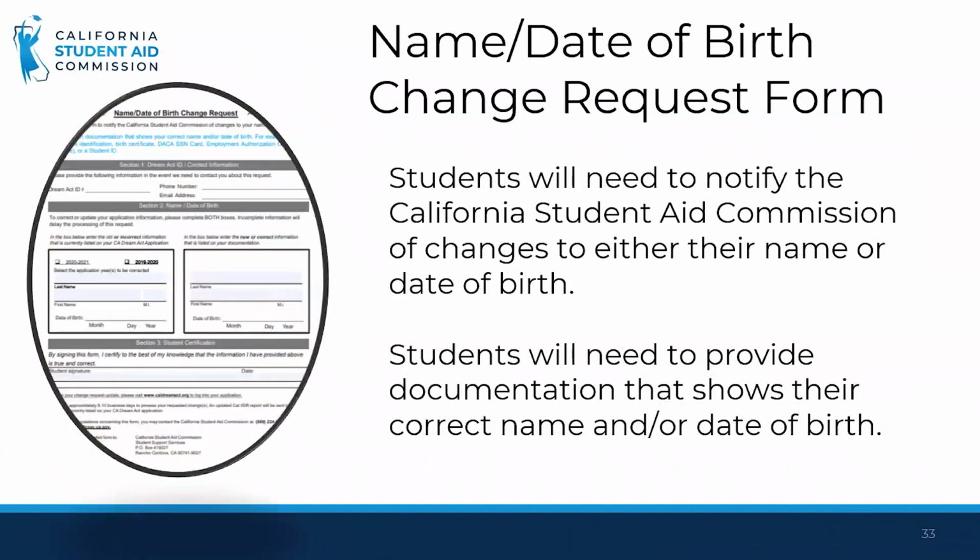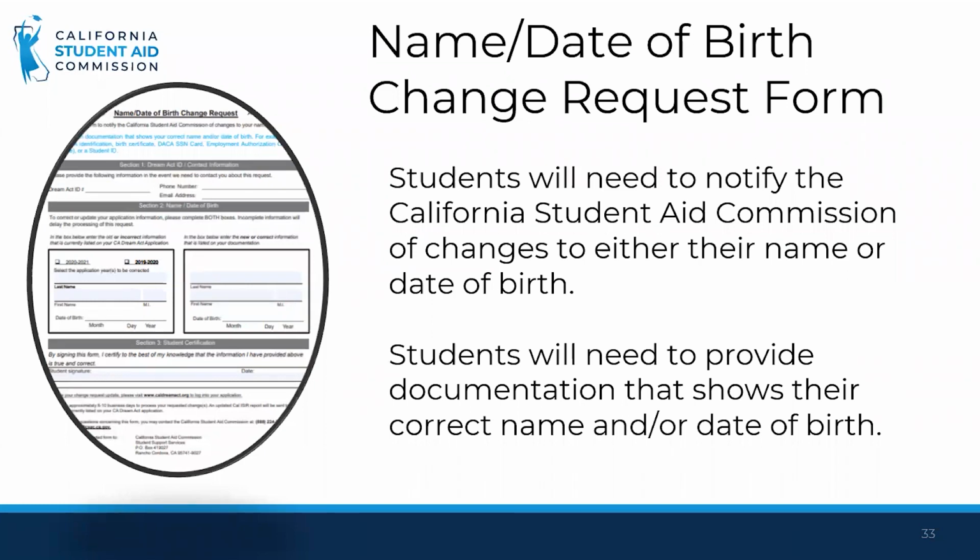If the student makes a mistake on their name or their date of birth, there's a form that has to be submitted to the California Student Aid Commission in order for us to change it. The student will have to provide corresponding documentation in order for us to make that change. That's why it's so important that they get it right the first time, so they don't have to deal with this form. But if they do make a mistake, we can fix it.